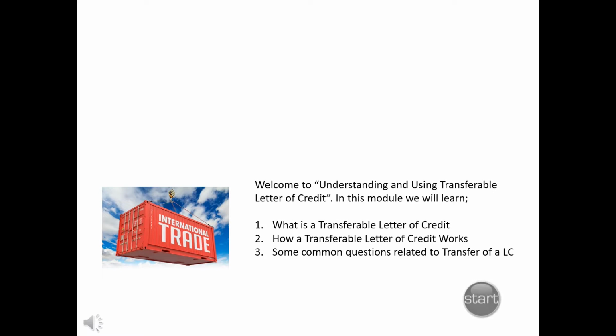Welcome to Understanding and Using Transferable Letter of Credit. In this module, we will learn what a transferable letter of credit is, how a transferable letter of credit works, and some common questions related to the transfer of a letter of credit.